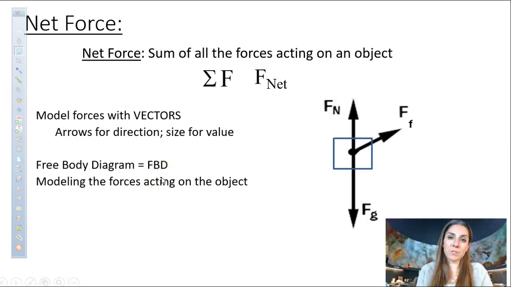Now, we have a special name in physics for drawing the forces on objects. It's called the free body diagram, FBD. So that's what this is right here. And it exactly does what I said. It models the forces acting on the object. Not by the object, but on the object. So it's what this is feeling versus what it's doing. We'll model this several times in the next couple of weeks.